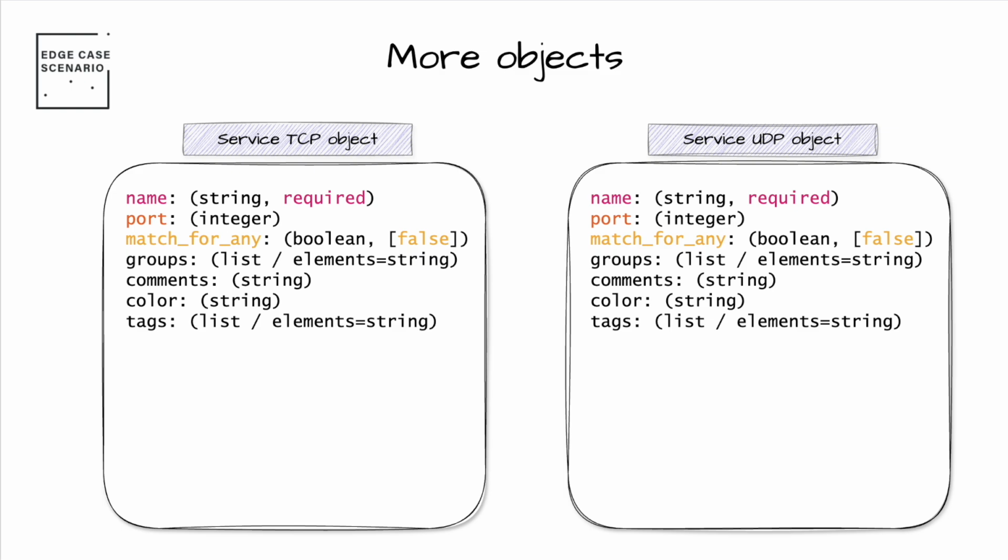These popular options are name, port, and the match for any boolean. In R80 and above, the match for any boolean now defaults to false, whereas in earlier versions, this was default true. I strongly suggest you follow R80's guideline and default this to false.